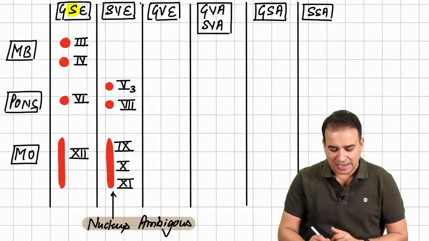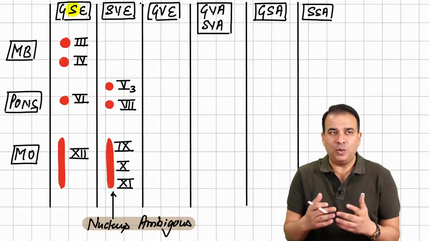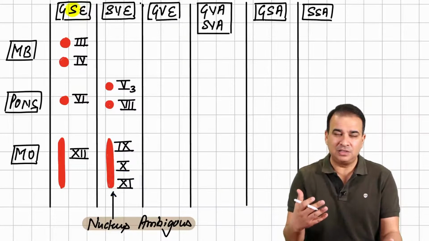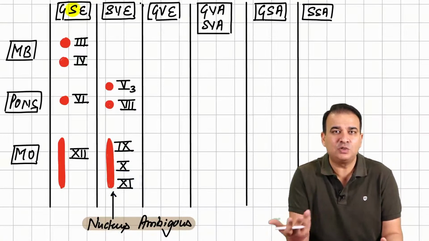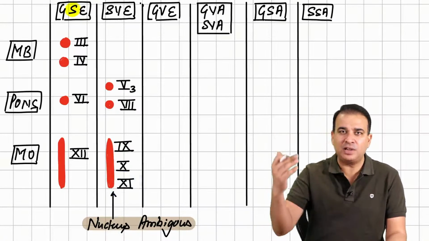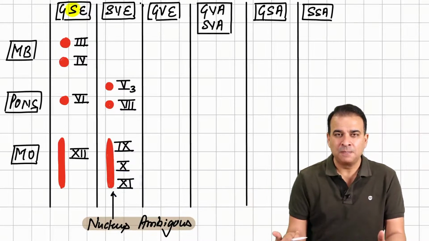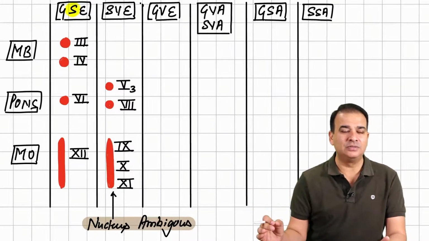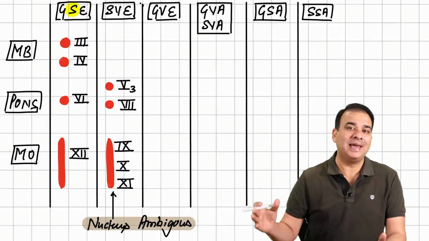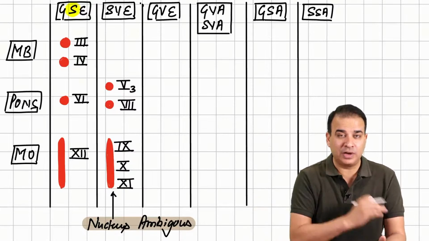Then where did this 11th nerve come from? Because we don't say that the 11th nerve is the nerve for a pharyngeal arch, isn't it? The 11th nerve is not supplying the pharyngeal arch. When we talk about pharyngeal arches, the 11th nerve is not talked about. Then how come we have the 11th nerve nucleus also present in the SVE column, which is only for pharyngeal arches?